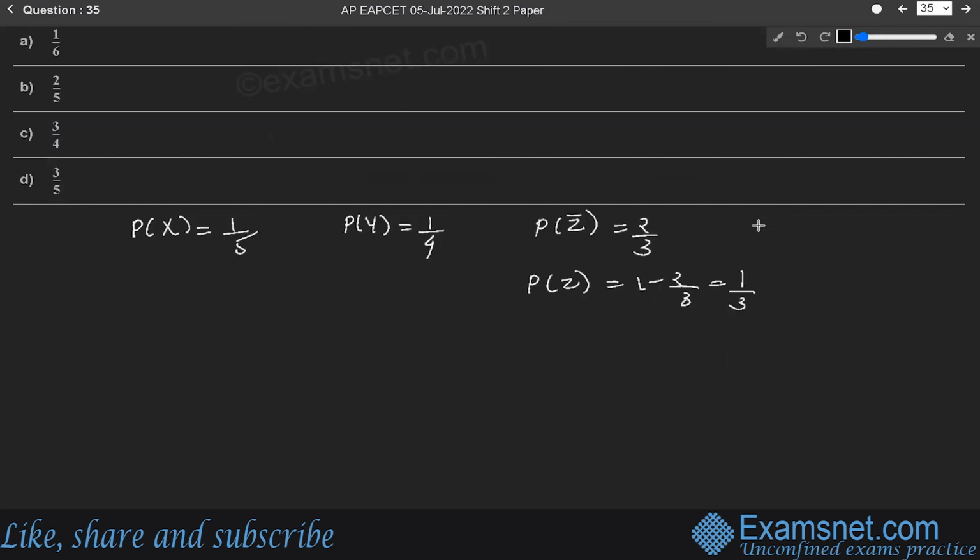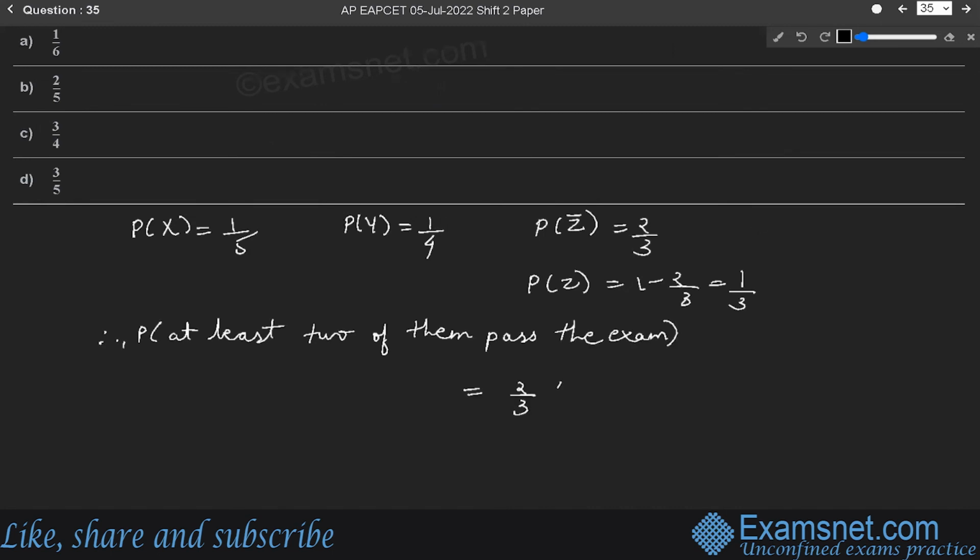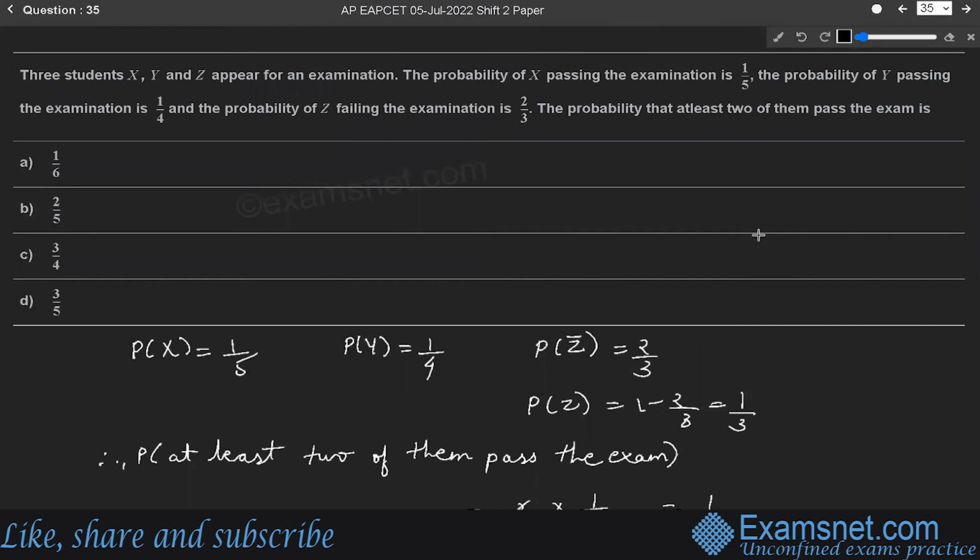So we have the values. Therefore, probability of at least 2 of them pass the exam will be equals to 2 by 3 into 1 by 4. This will be cancelled, so it will be 1 by 6. So we can say that the required probability here is 1 by 6. Therefore, option number A is the correct option for this question.